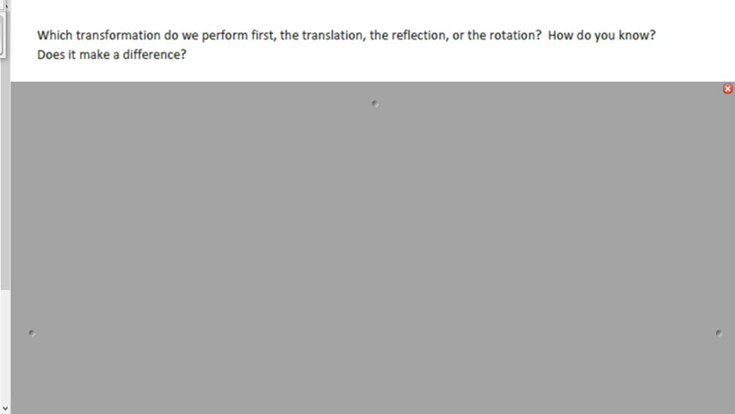Okay, but first, which transformation would we perform first? The translation, the reflection, or the rotation, and how would you know? Does it make a difference? Yeah, I really want you to think about that. We talked in the last one that it absolutely makes a difference. We proved it in the last one. They do not always end up in the same spot if we just pick whatever order we want to. We have to do which one? Good, I hope you said the one that comes first. We have to do the one that comes first.